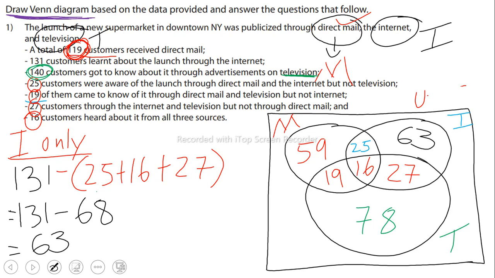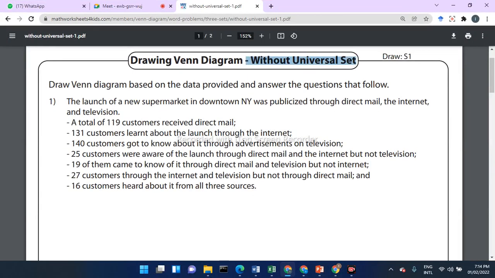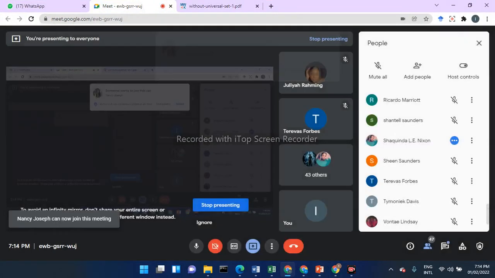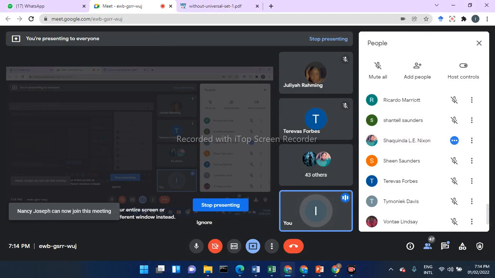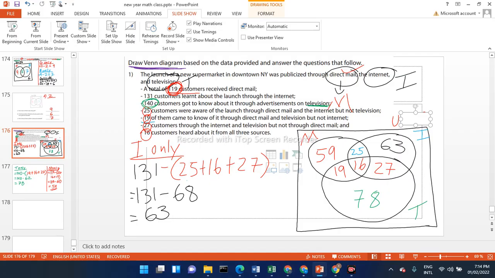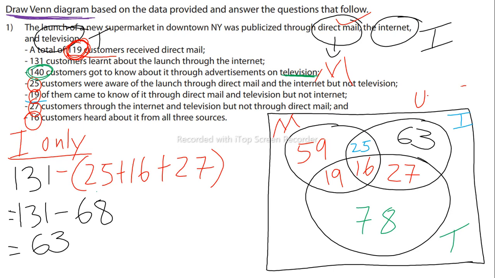Okay, so that's good. And I want you all to send me your completed Venn diagram, please. Let me see how it's looking. Wow. Okay, so send me your completed Venn diagram, please.